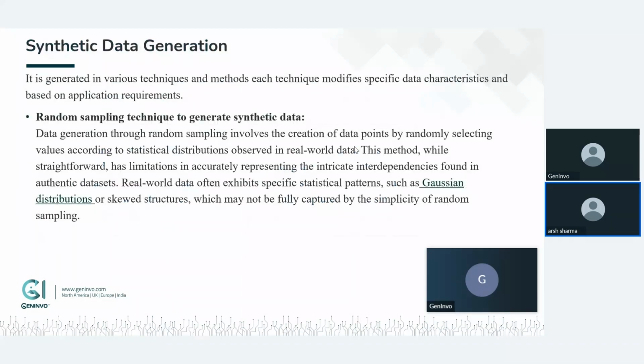Now we will talk about some of the processes of synthetic data generation. First is a random sampling technique to generate the synthetic data. Data generation through random sampling involves the creation of data points by randomly selecting values according to statistical distributions observed in the real world data. This method is straightforward, but it has limitations in accurately representing the interdependencies found in the authentic data sets. Real world data often exhibits special statistical patterns, such as Gaussian distribution or skewed structures.